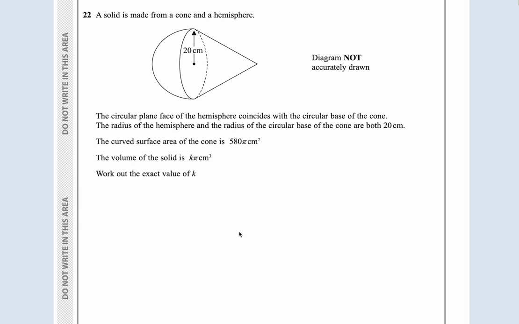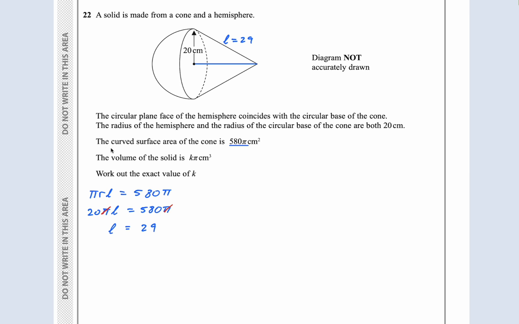So r is 20. Let's draw a line from here to here. So this is L. I don't know what it is yet, but I can find it because I know pi r L, the formula for the curved surface area, is equal to 580 pi, and r is 20, so 20 pi L equals 580 pi. The pi's cancel. We can divide both sides by 20, and L is equal to 580 divided by 20, which is the same as 58 divided by 2, which is 19. Sorry, that's definitely not right. L is equal to 29, not 19. So this L is 29.